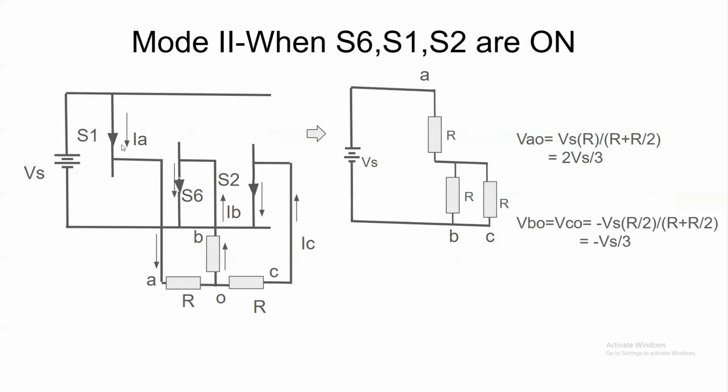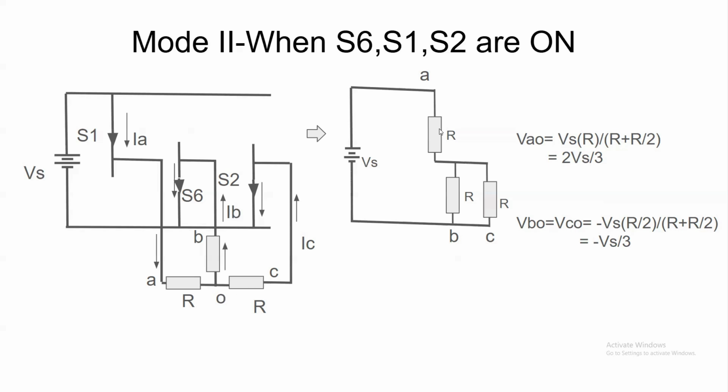Then in mode 2, the switches S1, S6 and S2 are in the on condition. The terminal A is connected to the positive terminal of Vs through S1. So we have drawn the circuit such that A is connected to the positive terminal, and B and C are connected to the negative terminal through S6 and S2 respectively. So B and C are connected to the negative terminal here, and the star load is drawn like this. From here, we can see that the current in R is flowing from A to O, and the current in B and C terminals is flowing in the negative direction, that is O to B and O to C.